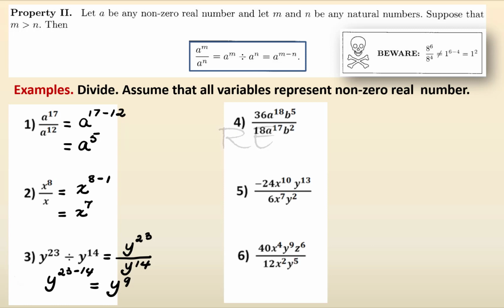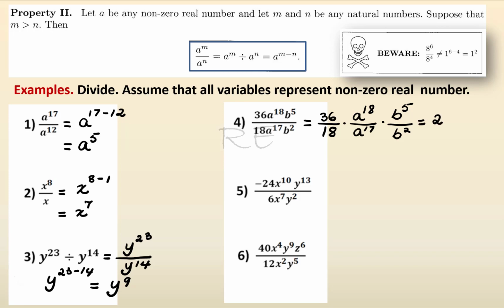For number 4, we're going to separate the different fractions. We're going to separate 36 over 18, then a to the 18 over a to the 17, and b to the 5th over b to the 2nd. Now we'll just divide.